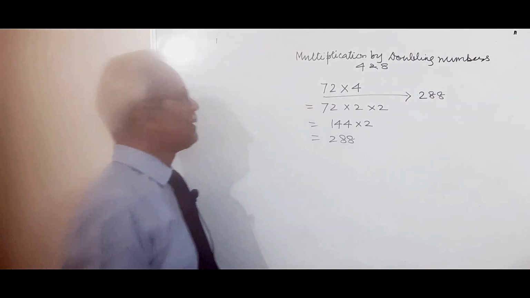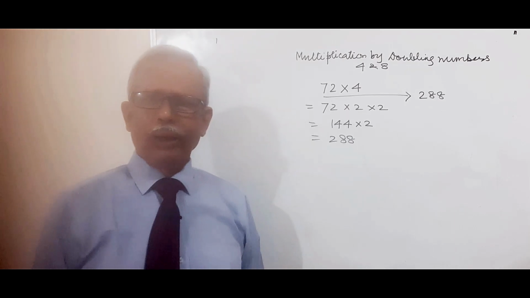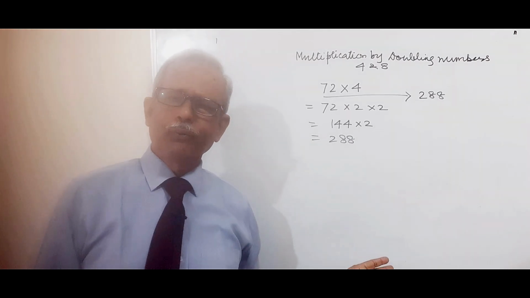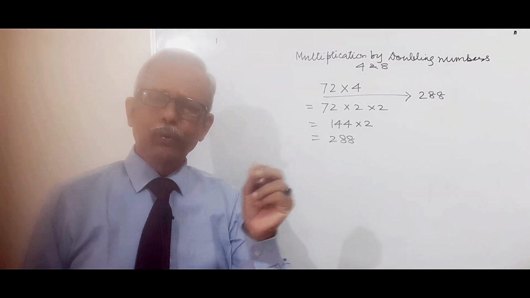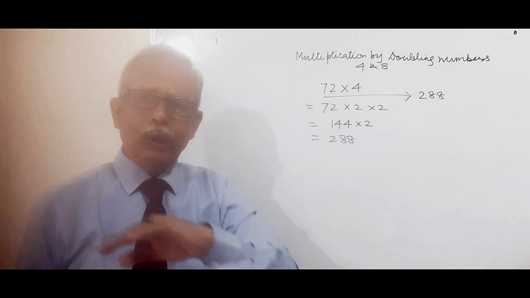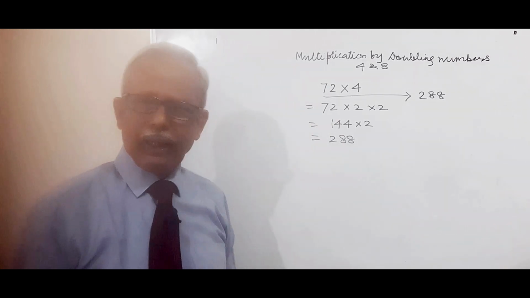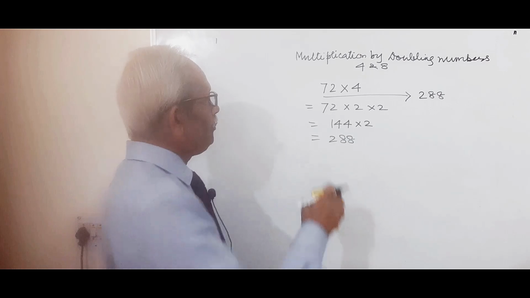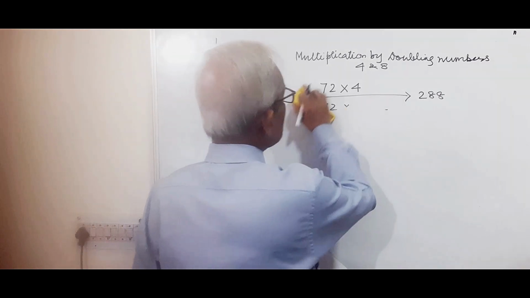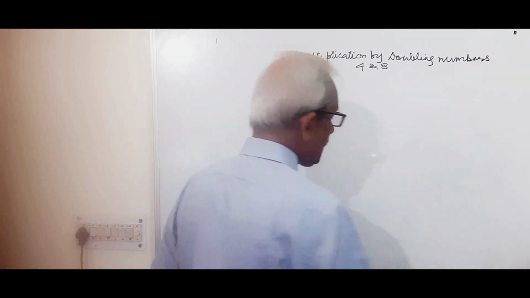So it's quite easy that while multiplying by 4, rather than straight away multiplying with 4, we can divide it into 2 parts, 2 into 2, so we can double the numbers twice and we get the result. I think you've understood it. Now, we'll see the multiplication with 8.